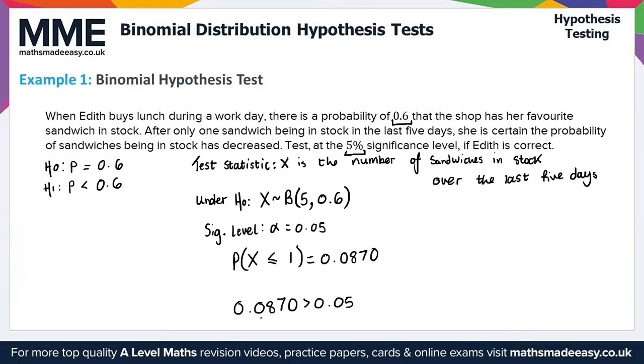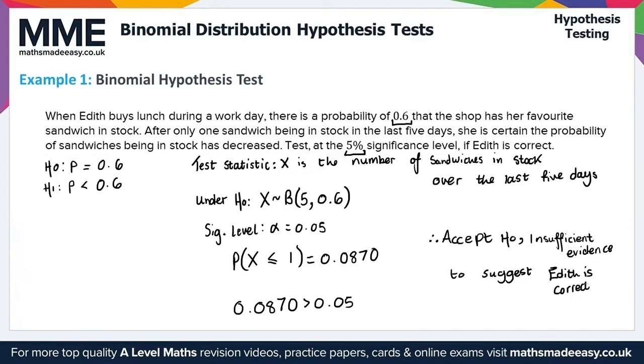Okay, so now comparing this to our significance level here, we obtain that 0.0870 is larger than 0.05 here. So 0.0870 is larger than 0.05, so therefore we accept H0. So we accept H0, and we say here there is insufficient evidence to suggest EDIF is correct. Okay. And that's all we need to say there for our conclusion. So that gives us the solution to example 1 there.